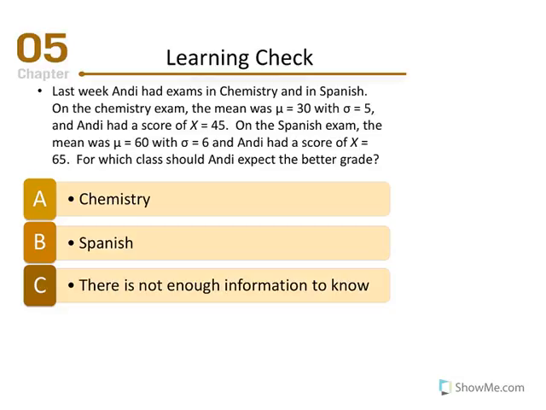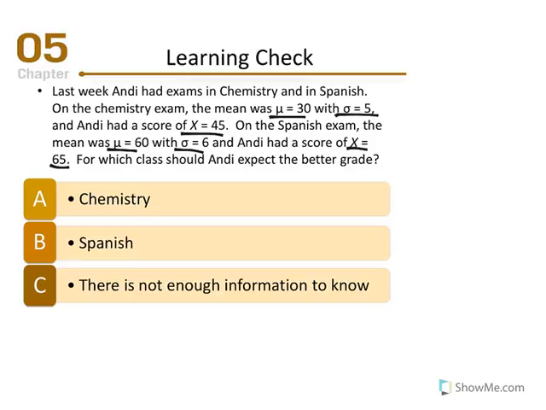Last week, Andy had exams in chemistry and in Spanish. On the chemistry exam, the mean was 30 and the standard deviation is equal to 5. And Andy scored a 45. On his Spanish exam, the mean was 60 with a standard deviation of 6. And Andy scored a 65 on that exam. For which class should Andy expect a better grade? In other words, on which exam did he perform better?